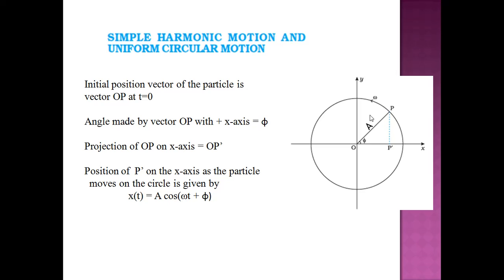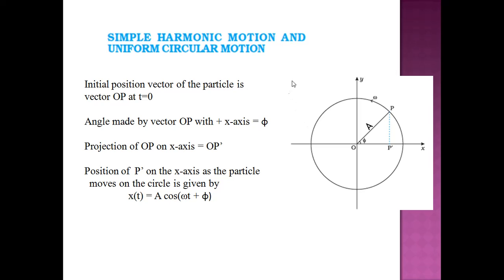Now let's see the projection of the particle P on the diameter. The x-axis is a diameter, and the y-axis is also a diameter, but we are referring to the x-axis diameter. You can see in blue dotted lines the projection of P, that means the perpendicular line drawn from P to the x-axis, is PP dash. That is what we call the projection of the particle on the diameter. The displacement vector here is OP dash, which will be represented by x as a function of t, x(t).